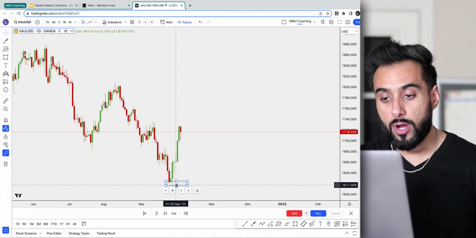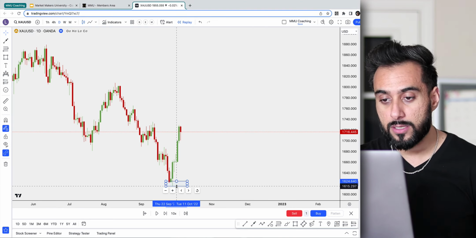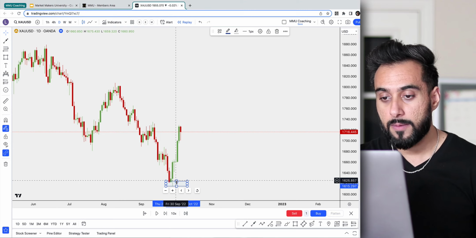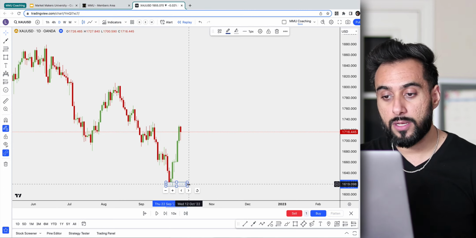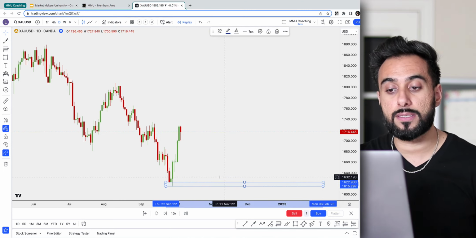And once we draw it, we want to try to encapsulate as much of the wicks. We want to try to avoid as much of the bodies. And you want to make sure, very important, you want to extend this bad boy into the future because this is going to be the reference point.